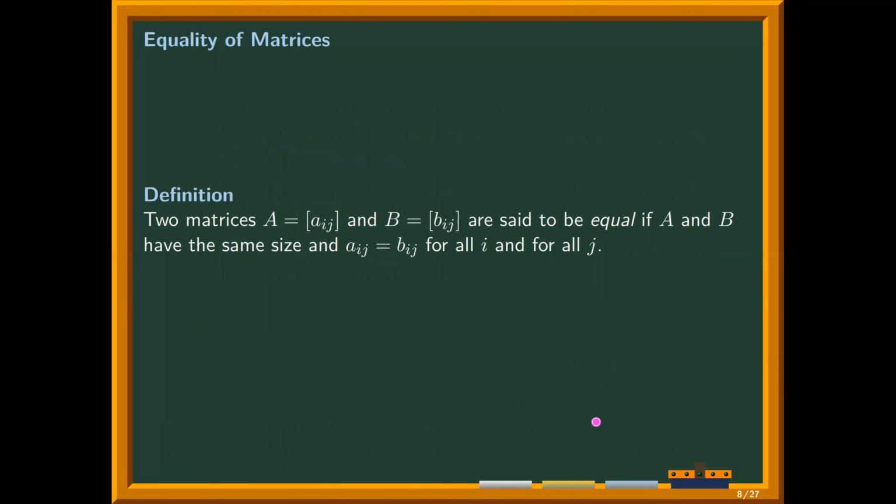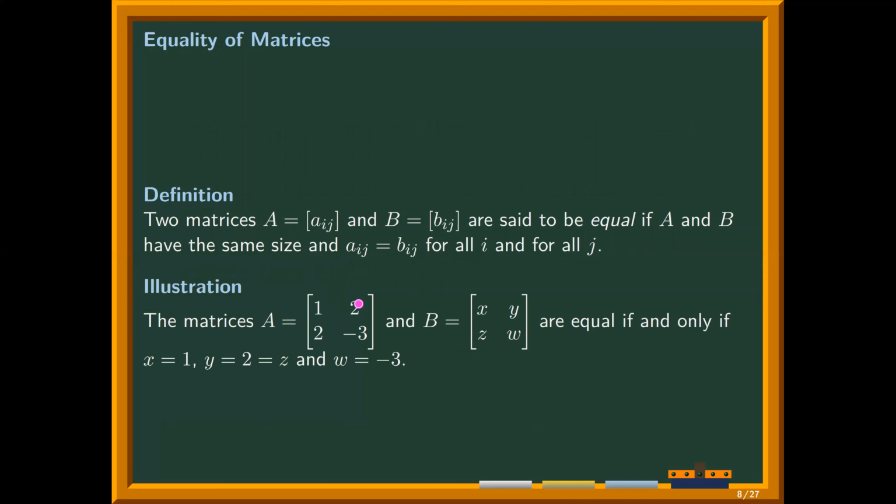Like numbers, matrices can be compared, and we say that matrices A and B are equal if they have the same size and their respective entries are the same. In other words, if A is m by n, then B should be m by n as well, and the respective entries should coincide.